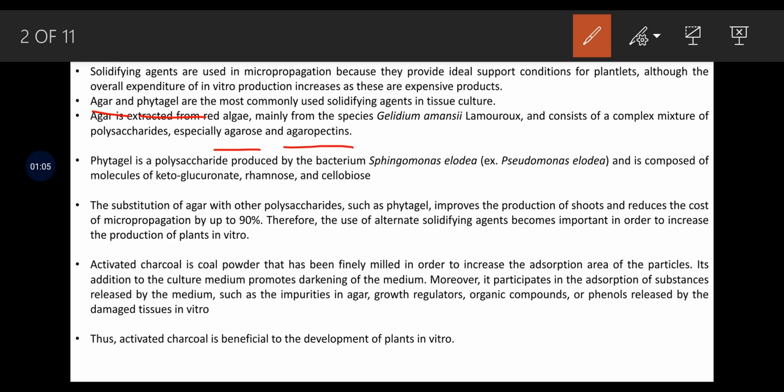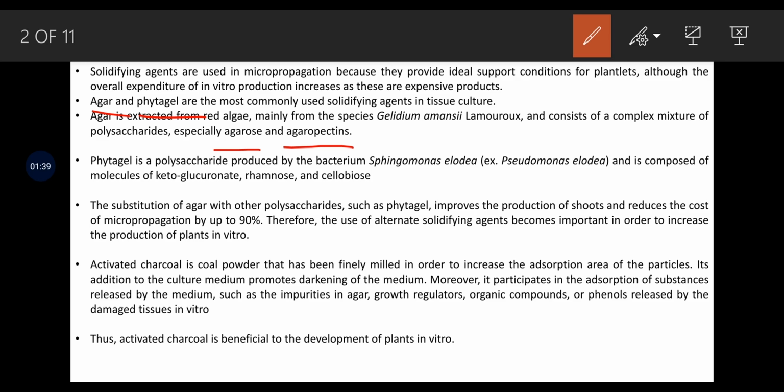Phytogel is a polysaccharide produced by the bacterium Sphingomonas elodea, that is Pseudomonas elodea, and is composed of molecules of glucuronate, rhamnose, and cellobiose. Substitution of agar with other polysaccharides like phytogel improves the production of shoots and reduces the cost of micropropagation by up to 90%. Therefore, the use of alternating solidifying agents becomes important in order to increase the production of plants in vitro.